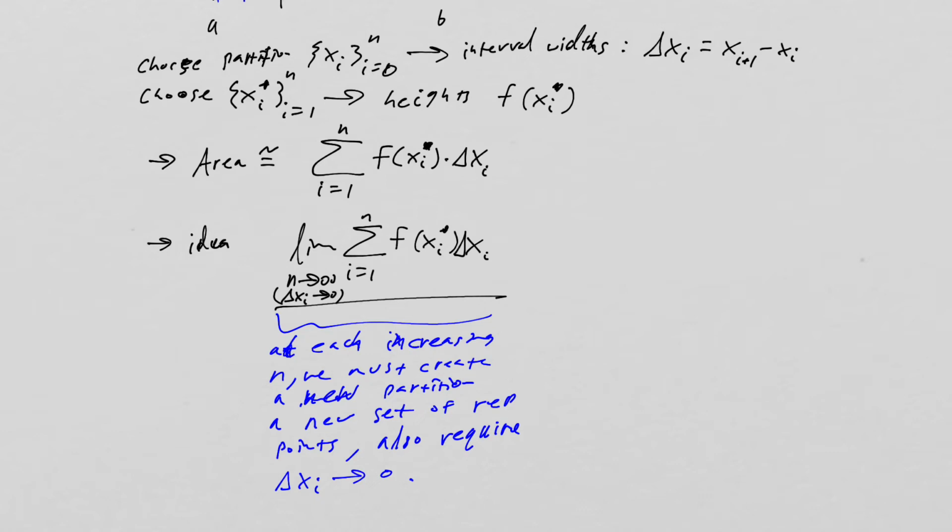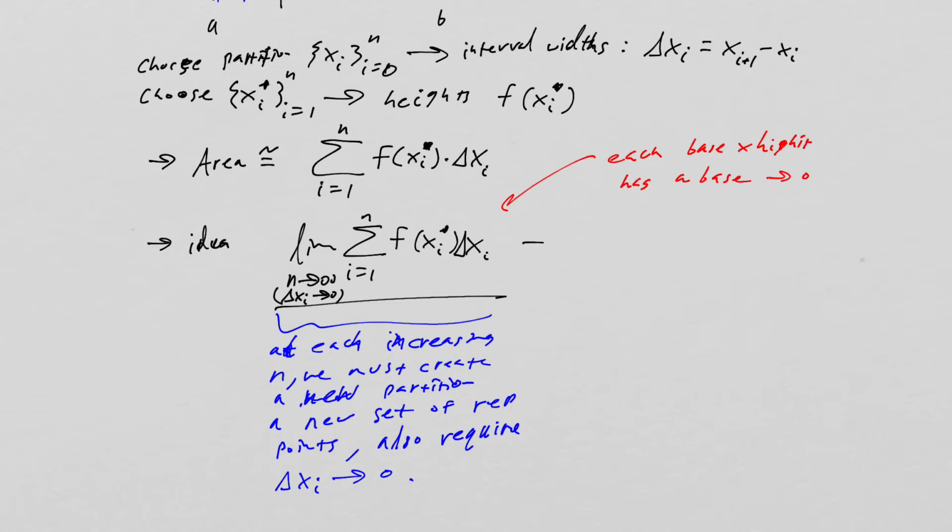You can imagine I could pick partitions in a certain way that I keep increasing the number of my partitions, but maybe I keep a few of them big and I let them stay big forever. Well, we don't want that. We want every single one of those little bars to get skinnier and skinnier. So the idea here is that basically each base times height has a base that's going to 0.